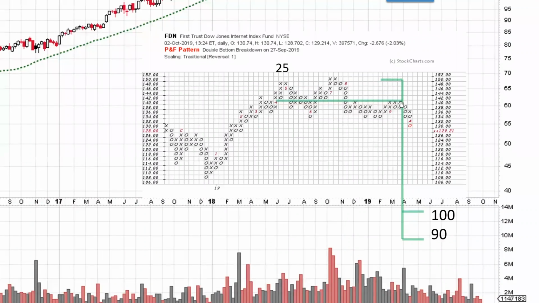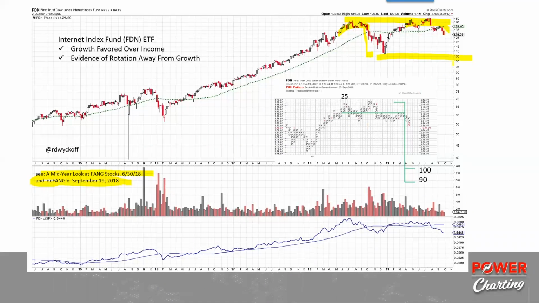You can see here that using a standard scaling one box reversal, so this is swing trading counts that we're looking at, this count of 25 columns gives us an objective of 100 to 90 from a count line of 140. And so that's a pretty stiff decline that we're looking at here. And this would take us down to the area of the prior low, which came in at about 106, 107. So this could take us to a minor new low, which would be a sign of weakness.